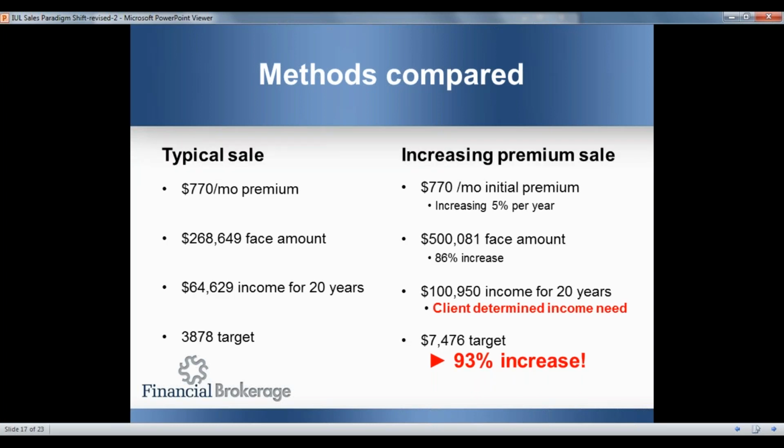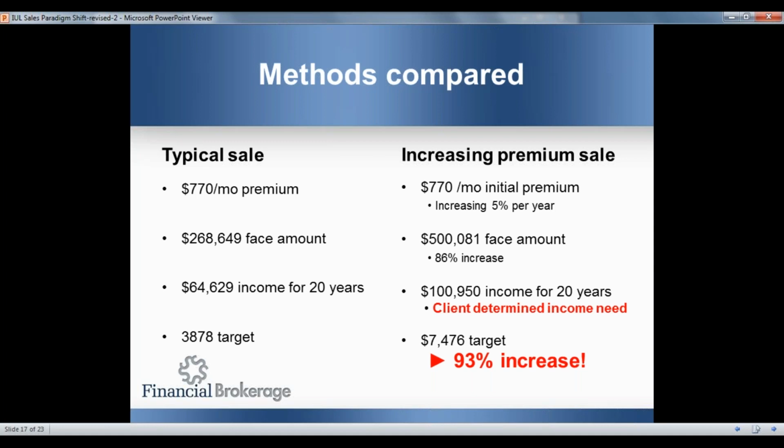Now, if we were to compare this to the typical average IUL sale, the numbers look even better, right? We're still starting at that same premium, but now our face amount is almost double what it was on the typical sale. And the client just wasn't going to get the income they needed on the average IUL sale. But now that we've increased their premiums over time, they're going to be right where they need to be. And take a look at your commissionable target. It has also nearly doubled, right?